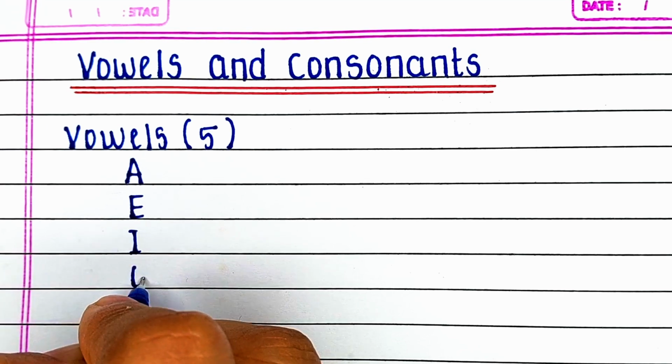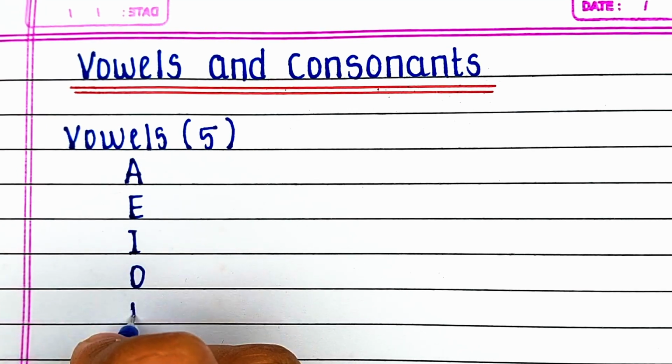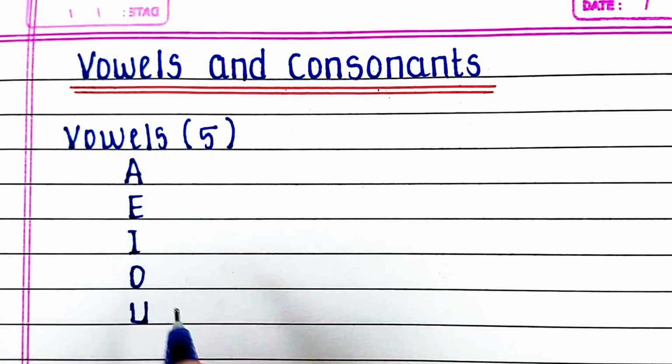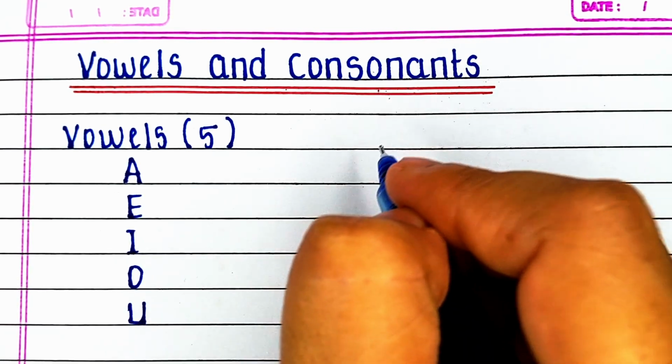We have 5 vowels in our alphabet system: A, E, I, O, U.